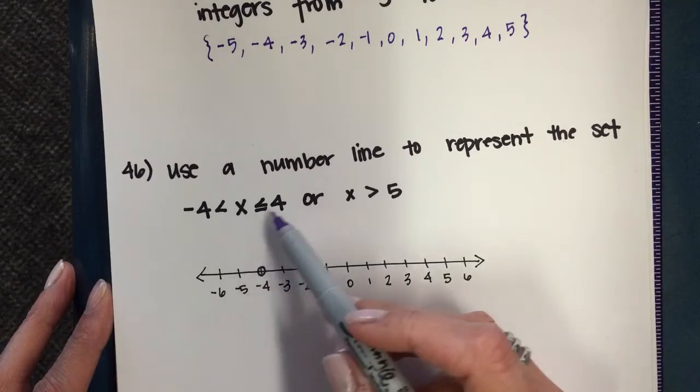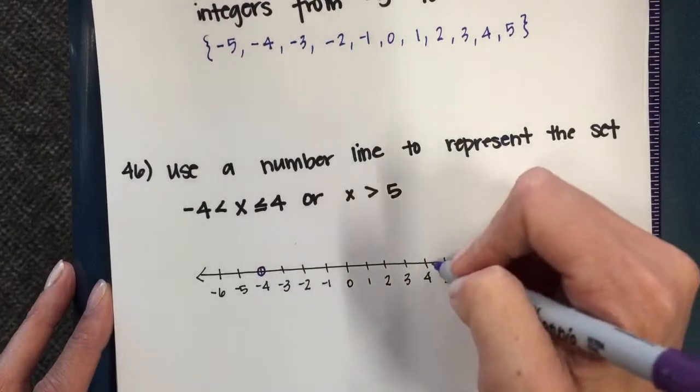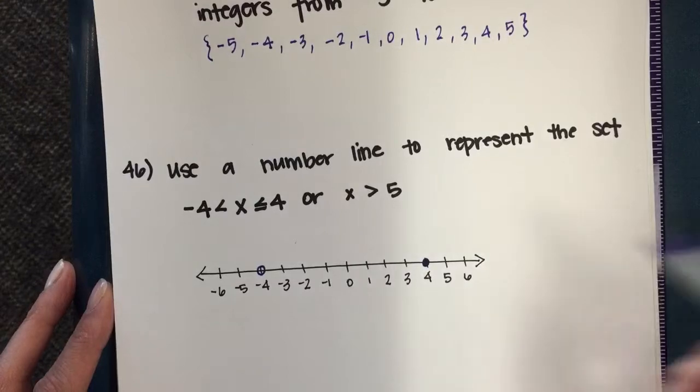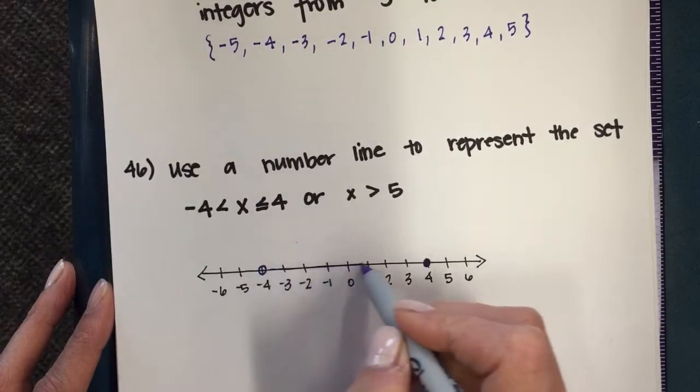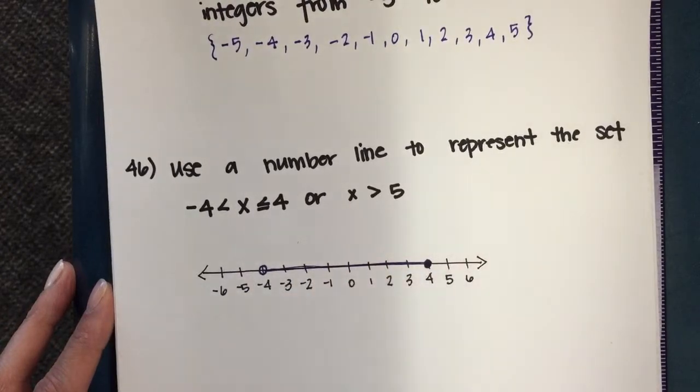And then it goes all the way to +4. It can be equal to +4. So to show that, we do a closed circle. And so I'm not sure if you'll be able to see my pen, but it's a line in between those. It can be anything in between those two.